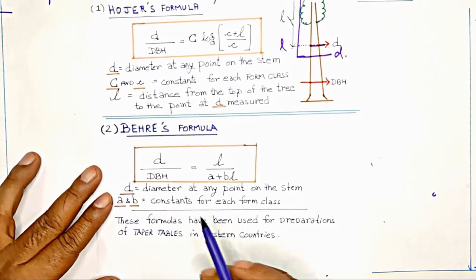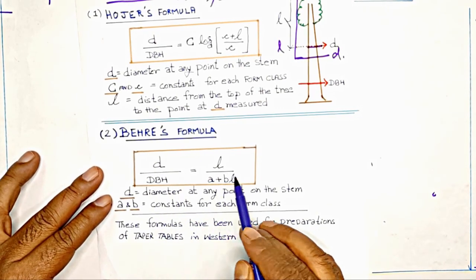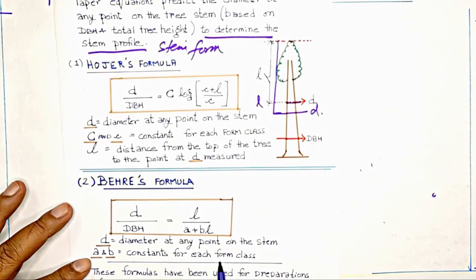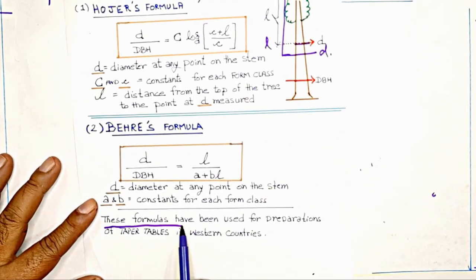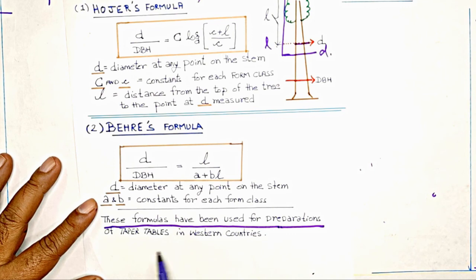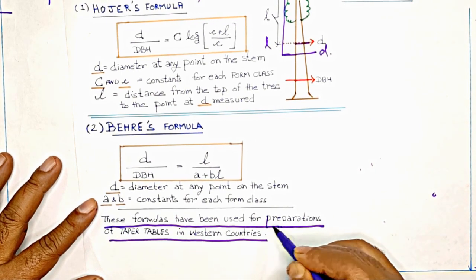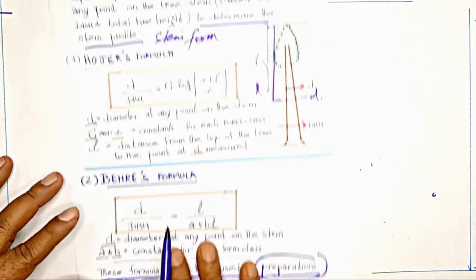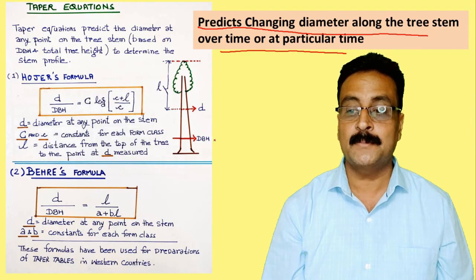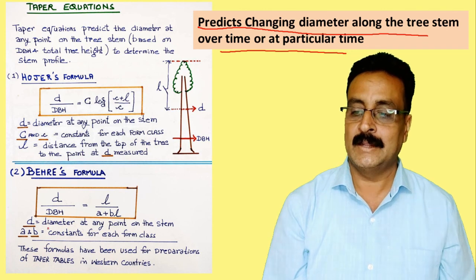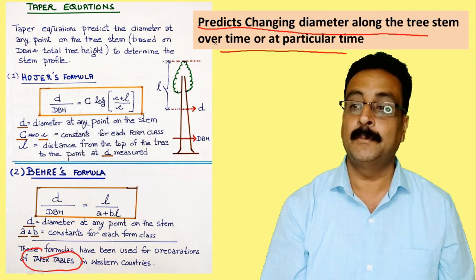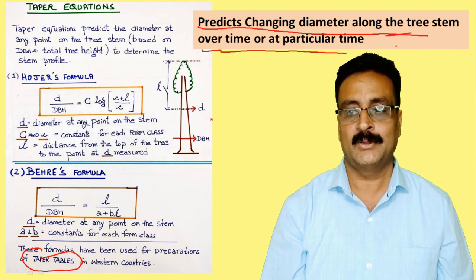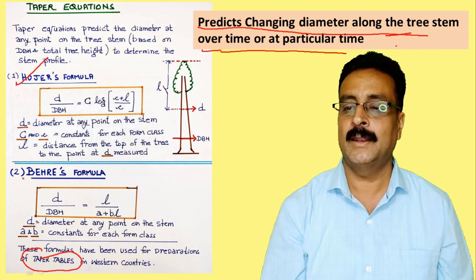Behre's formula is also similar. We call it d divided by DBH is equal to l divided by (a plus bl). Similarly, d is the diameter at any point, and a and b are constants for form classes. These formulas have been used for the preparation of taper tables in Western countries. So taper equations help us to make the taper tables, and they predict the changing diameter along the stem over time or at a particular time. So there are two formulas, Hohenadl's formula and Behre's formula.